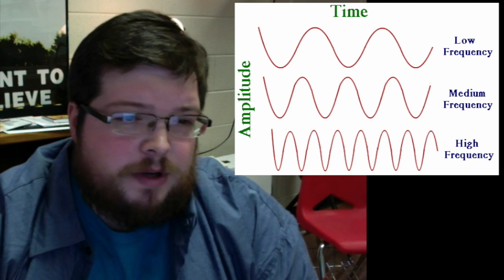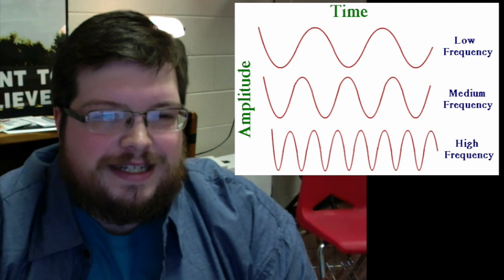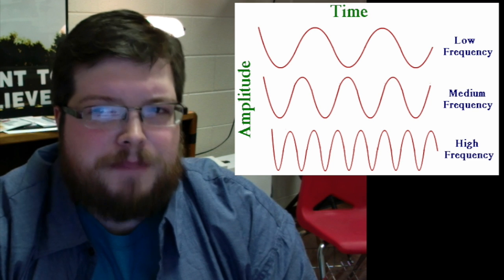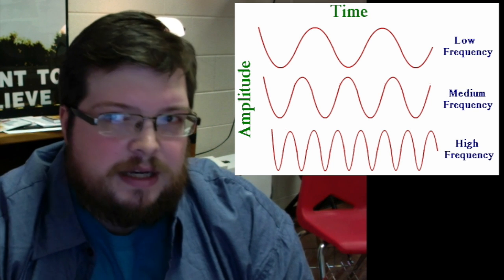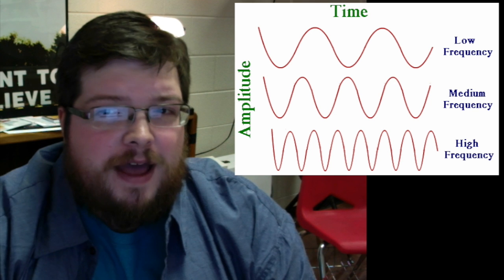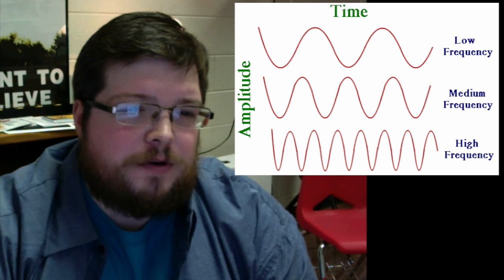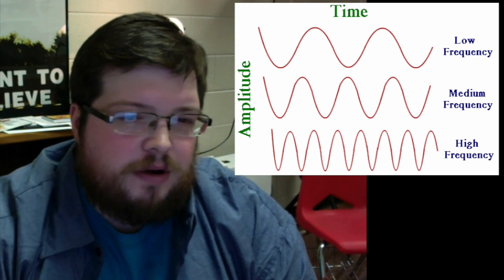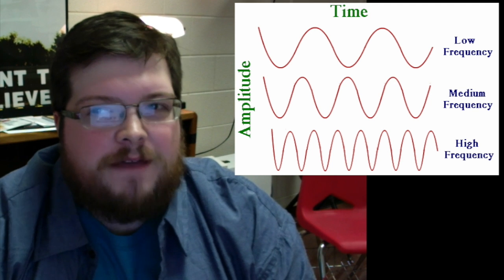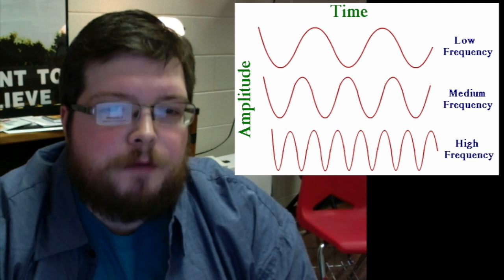Frequency is the next thing we're going to talk about. Low frequencies are when you have a whole lot of space between the peaks of the sound waves. High frequencies are when you have sound waves pushed really close together. The number of waves in a second, the number of times a wavelength occurs in a second, is the frequency.